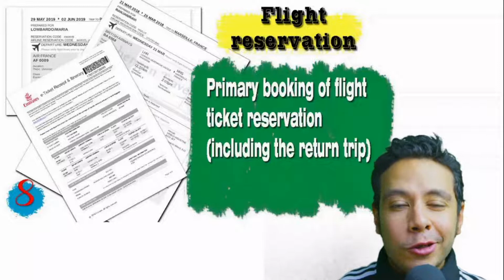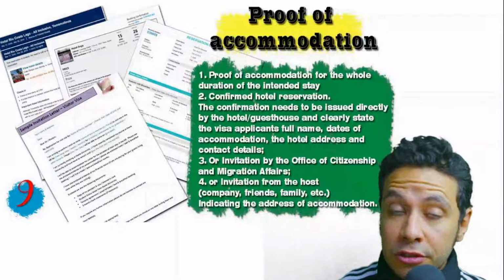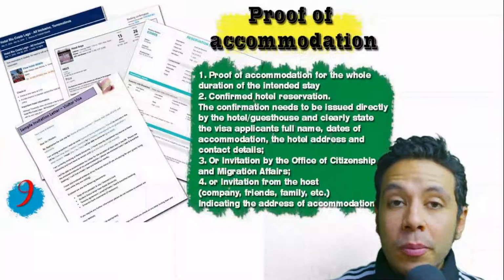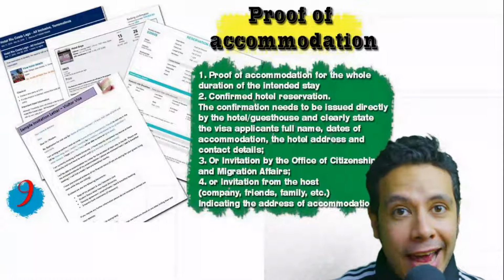You will also need to provide a proof of accommodation. It could be a confirmed hotel reservation, or an invitation from a host in this country, or an invitation from an organization you are visiting in this country. For a hotel or hostel, an initial booking is acceptable, but in some minor cases, you might need to provide a confirmed booking. And anyway, the name of your hotel must be mentioned, and the address and the contact number.